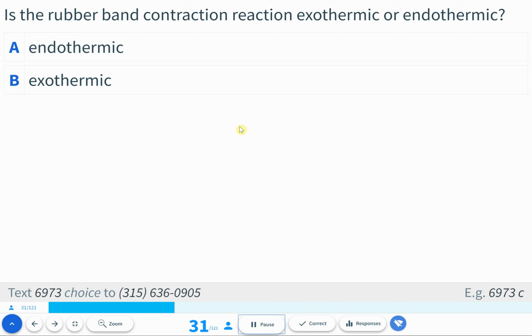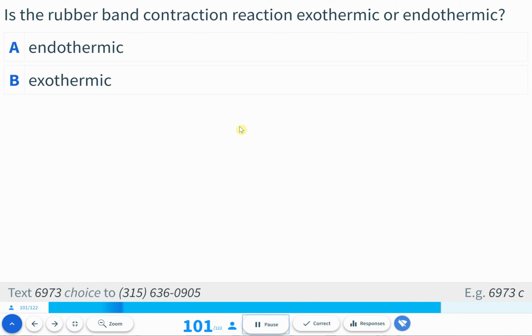All right, what do you think? Hot or colder? Colder. Okay, we believe that it got colder. So was that reaction exothermic or endothermic? Go ahead and get your answers in. We're going to pause this one. Endothermic or exothermic? It got colder.